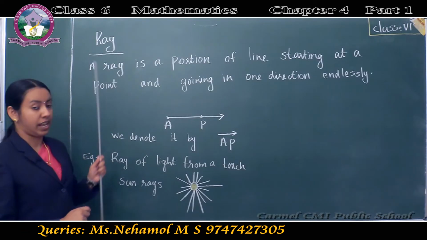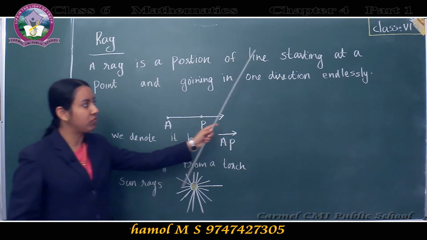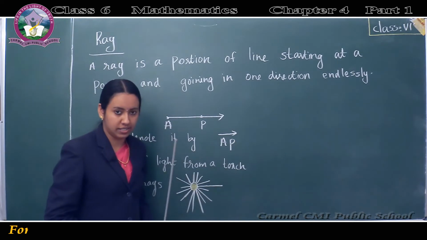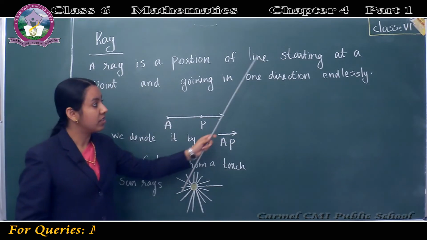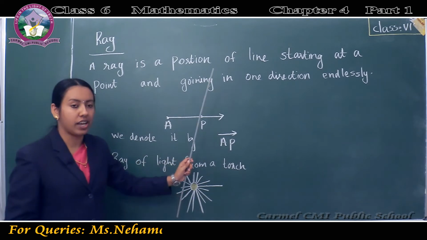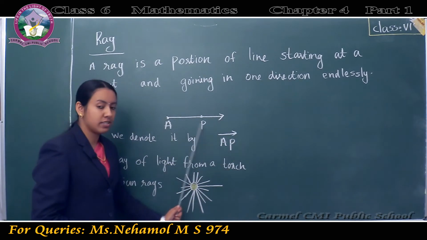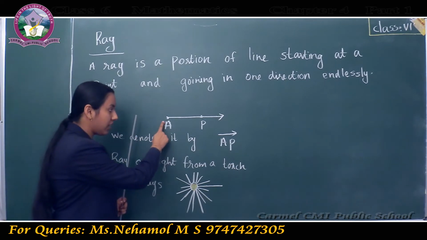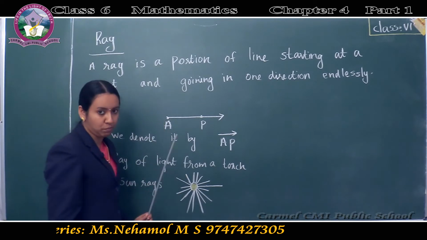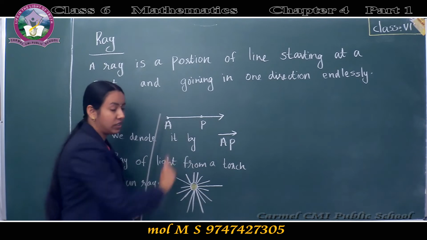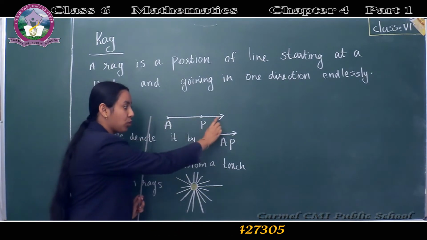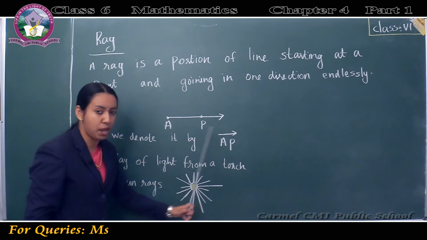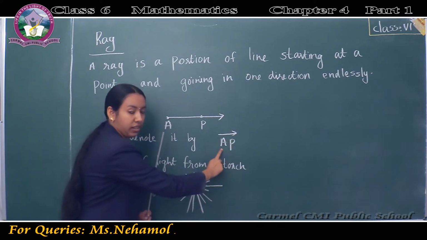Next one is ray. A ray is a portion of a line starting at a point and going in one direction endlessly. One ray is given here. For a ray, it has a starting point. Here A is the starting point and there is no end point. P is a point on the ray, that means it is just a point on the path of the ray. Then we denote it by ray AP.